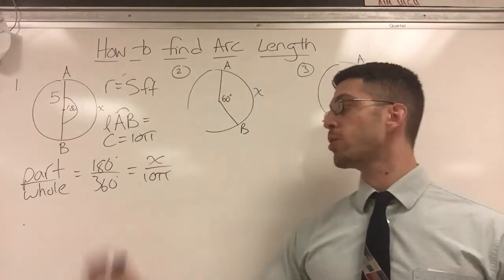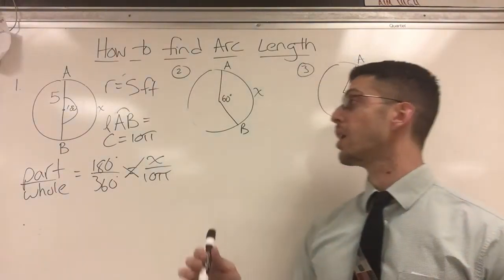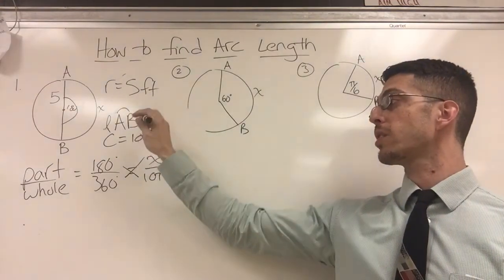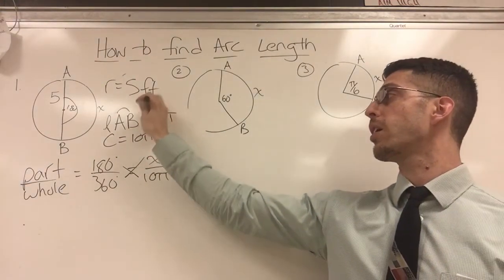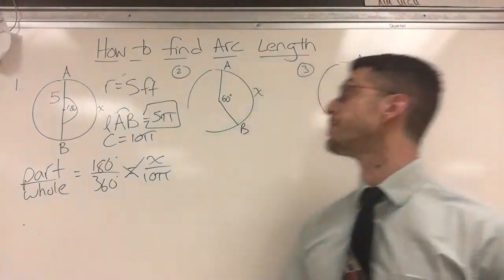All right. Then you cross multiply and you solve. And guess what? You will get whatever I said earlier. What did I say? 5 pi. All right. Try it. I guarantee it works. I'm going to walk you through the next one.